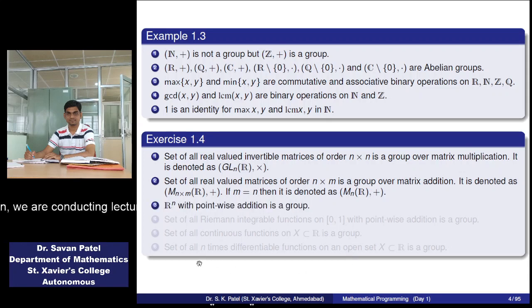R^n means n-fold product of R, is a group under pointwise addition.